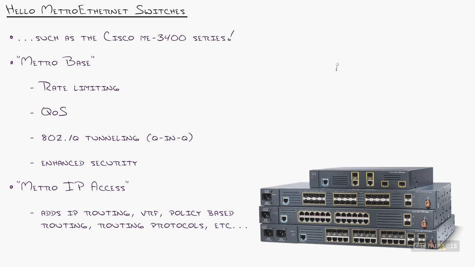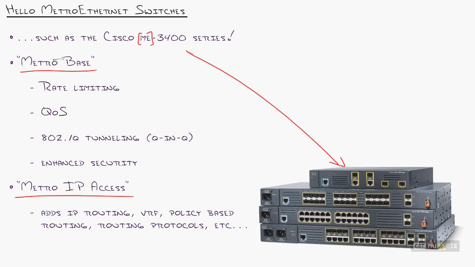It's just, as I'm recording this, the 3400 is the latest and greatest one out. So just keep in mind, this same feature set, anything with ME in front of it, is there. They sell these things with different iOS versions, two of which you really want to know the difference: Metro Base and Metro IP Access.